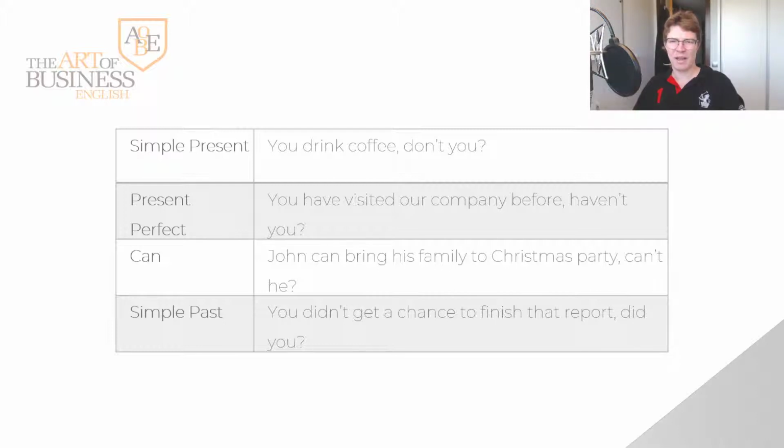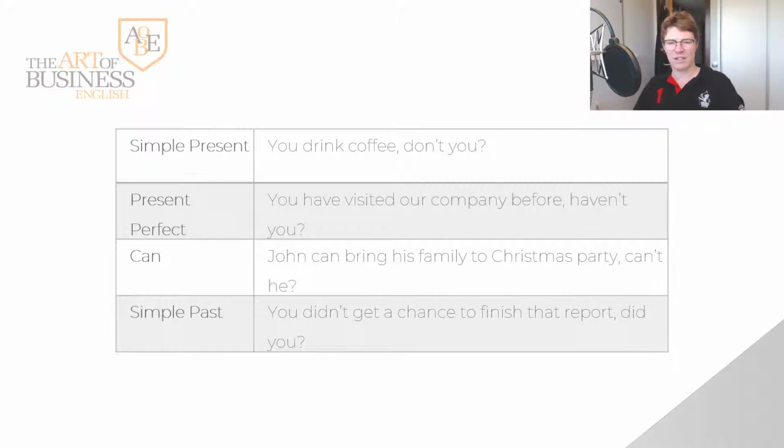So, because it's haber, no? You have visited, has visitado. So, here when we negate with the question tag, we use the auxiliary verb in negative, haven't you? Can is a modal verb. So, John can bring his family to the Christmas party, can't he? So, with can, we negate it with not. So, can't he? And simple past: you didn't get a chance to finish that report, did you?